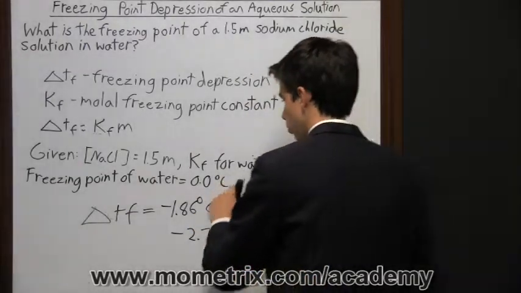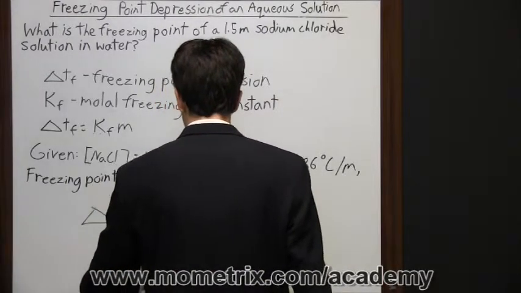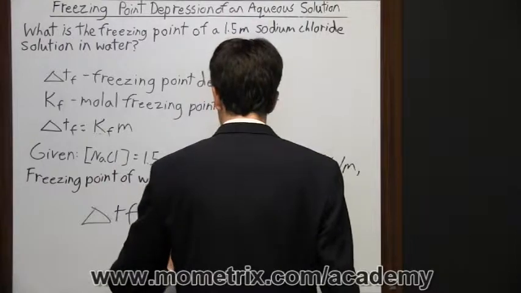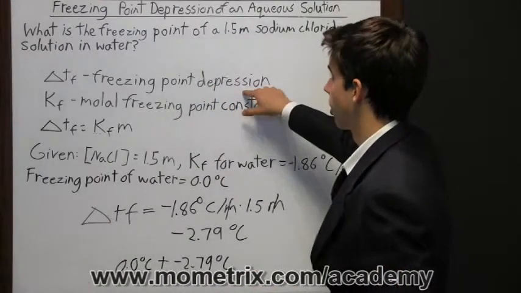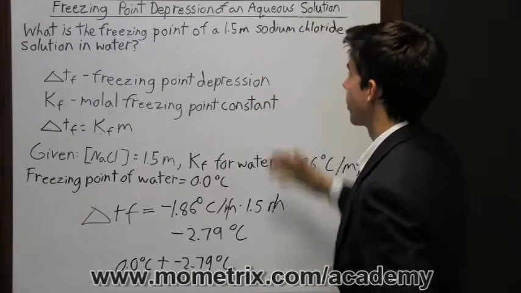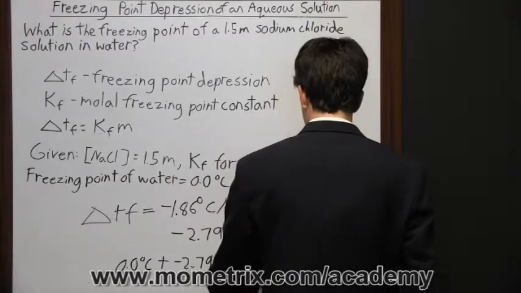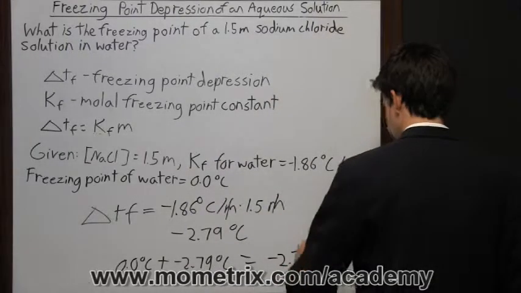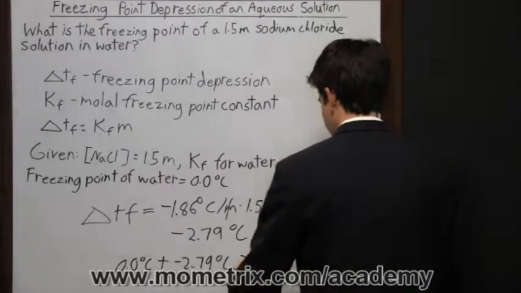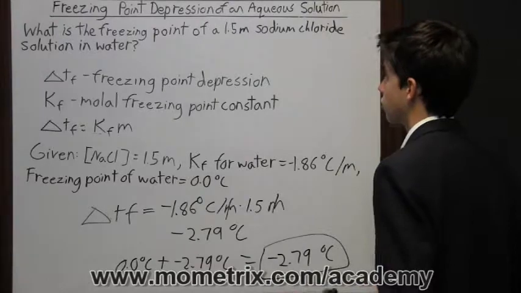So now we're going to take the freezing point of water, which is 0.0 degrees Celsius, and add it to negative 2.79 degrees Celsius, which, remember, is the freezing point depression. In other words, that's how much the sodium chloride is going to cause the freezing point to depress. So we add those together. The answer to this equation is pretty obvious, but we still need to work through it. So this is the answer to the equation. This is the freezing point of the solution in water.